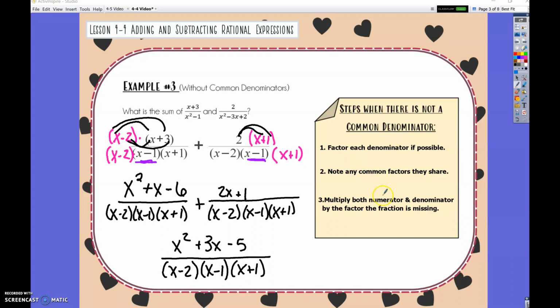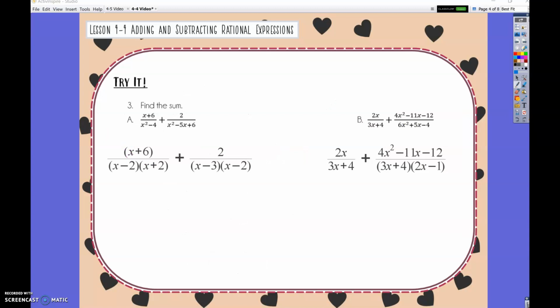Some steps over here you can look over to find those common denominators, but it's very similar to when you find common denominators with a number. The tricky part is you're working with those factored polynomials. For the try-its, I'm only going to do one of them here. I'll do the little bit more difficult one.